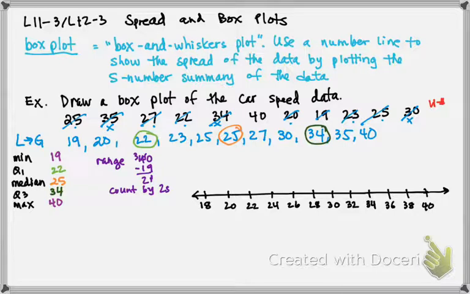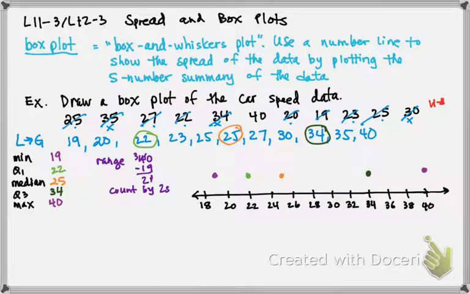So now what I'm going to do is plot my numbers. I'm going to start with my minimum and my maximum. And notice that I'm plotting it not on the number line, I'm plotting it above the number line. Then I'm going to plot in my quartile 1 is at 22. And then my median is at 25, my quartile 3 is at 34.